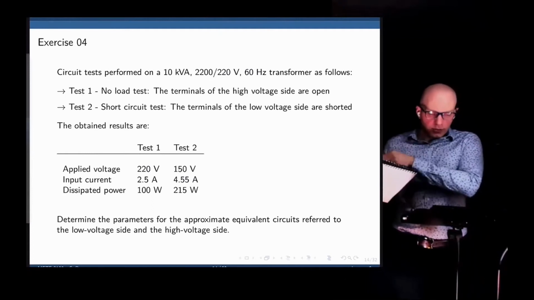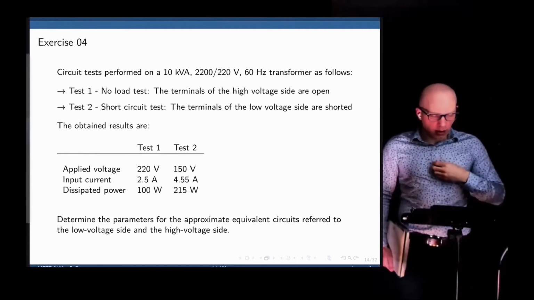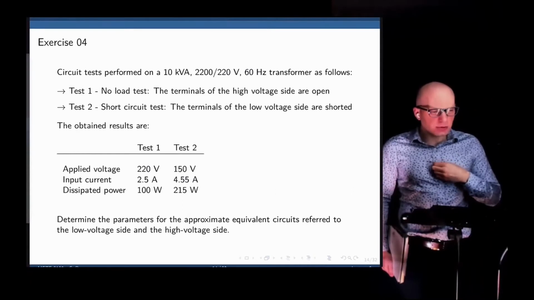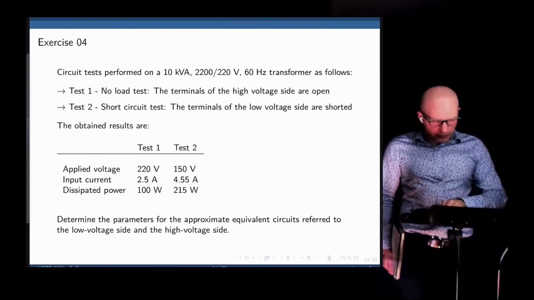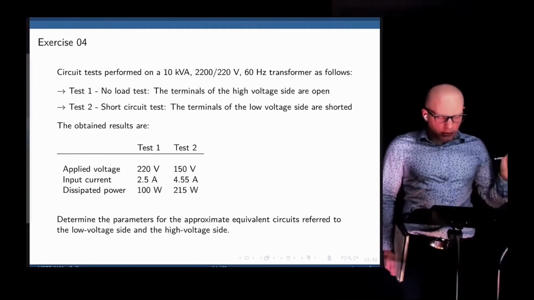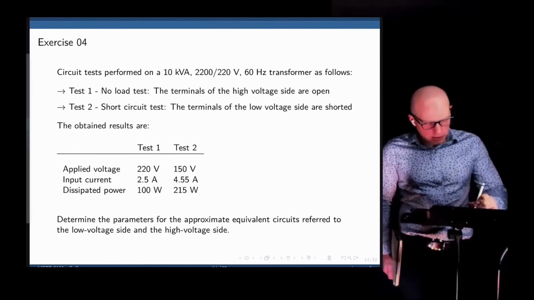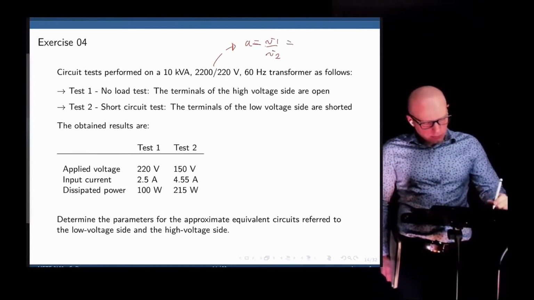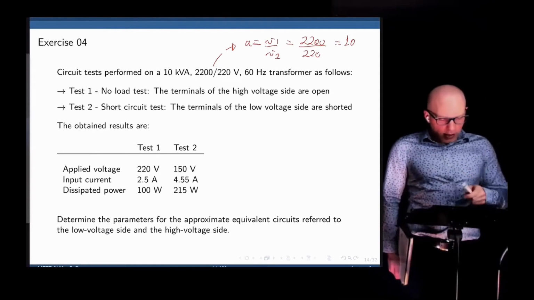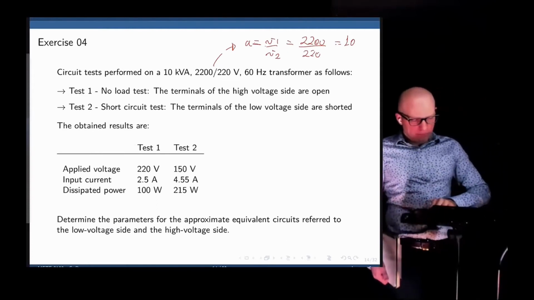In this exercise, we have a 10 kilovolt-amp transformer, 2200 and 220 volts. So this already gives us the turn ratio. What is the turn ratio here? V1 over V2. And it operates at 60 hertz.